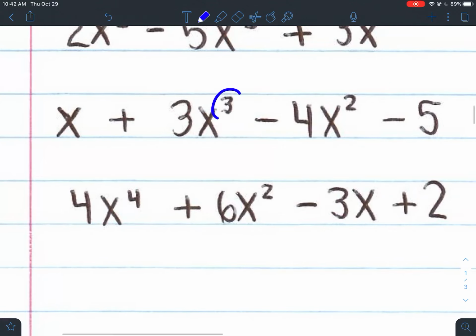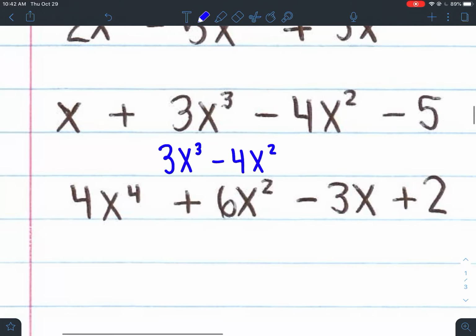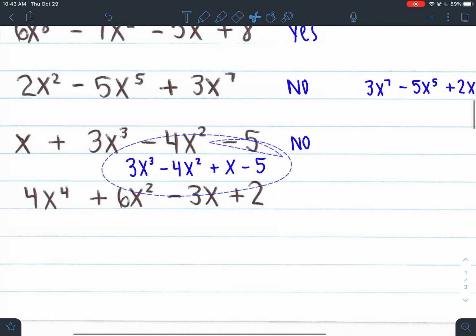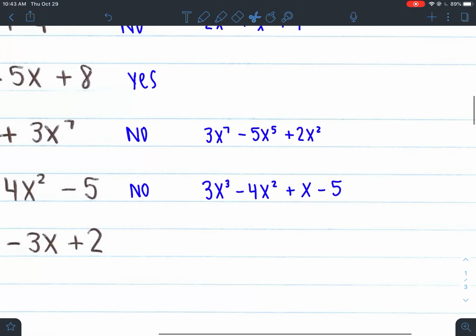So the first term would be the 3 because that's the largest exponent I see, so 3x cubed. The second largest exponent is the 2, so the next term would be the negative 4x squared. The next largest exponent is the 1 here, so positive x. Again, this is positive because if it was minus, they would have put a minus sign. And last, we have negative 5. Now, negative 5 has the smallest exponent because it doesn't even have a variable next to it, so technically its exponent value is 0.